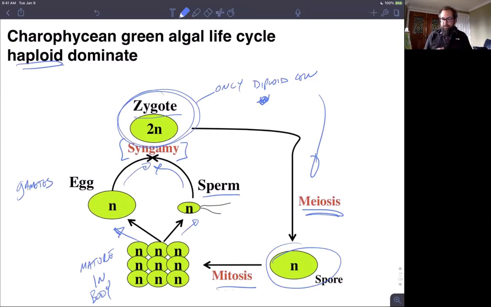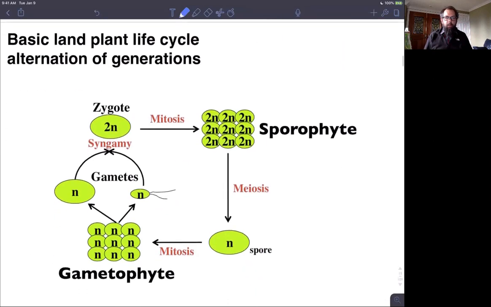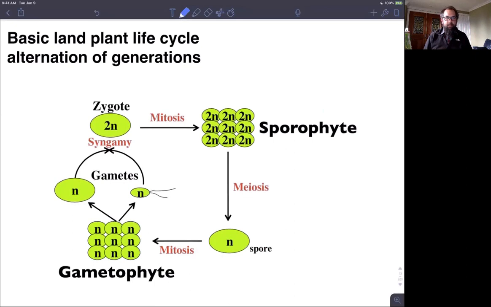And so this is definitely sort of flipped on its head, right? Where we have haploid dominant part of that life cycle. I'll go back to the basic land plant life cycle and that alternation of generations, where now rather than the diploid part of the life cycle only being the zygote, we actually have two separate parts of the life cycle. The sporophyte part of the life cycle, that's our diploid stage that produces spores, and the gametophyte part of the life cycle, which is our haploid stage that produces gametes.